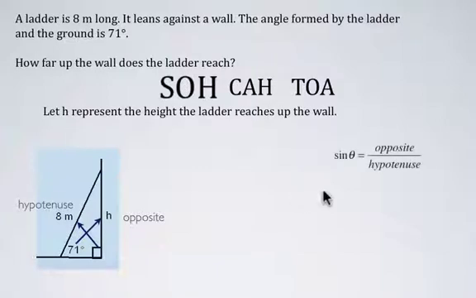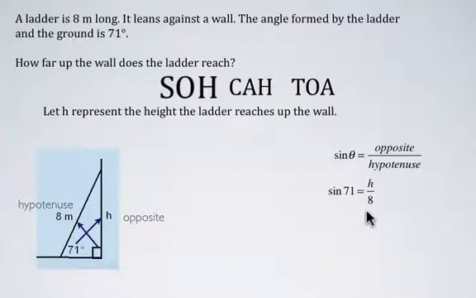So we're going to use sine theta is equal to opposite over hypotenuse. So we're going to sub in our theta, or our angle measure that we're given, which is 71 degrees. h is the opposite side, and our hypotenuse is 8 meters.